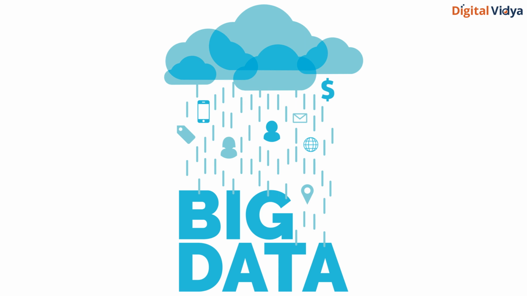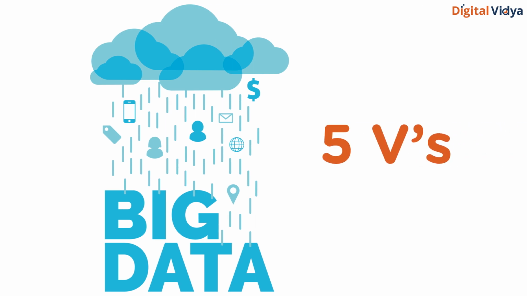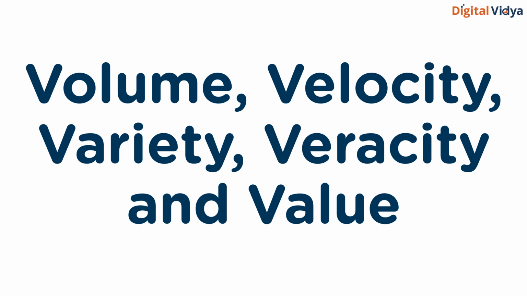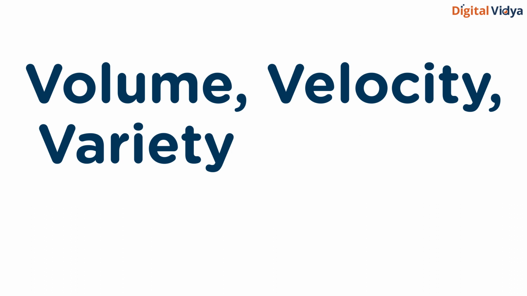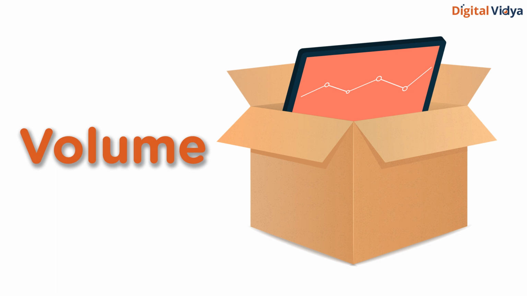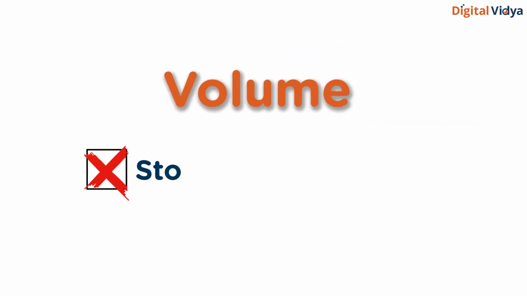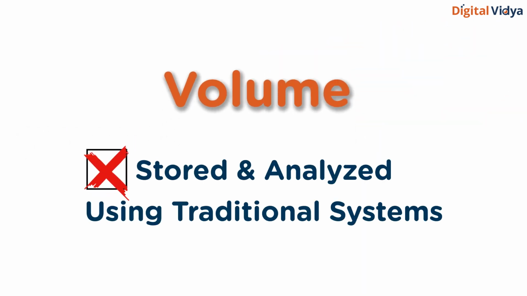The growth of big data is divided into 5 dimensions known as the 5 V's of big data, which are volume, velocity, variety, veracity, and value. Let's take a look at each of these. The term volume is used in context with data size, which is moving swiftly from gigabyte to terabyte, petabyte, and so on. These volumes could not be stored and analyzed using traditional systems.